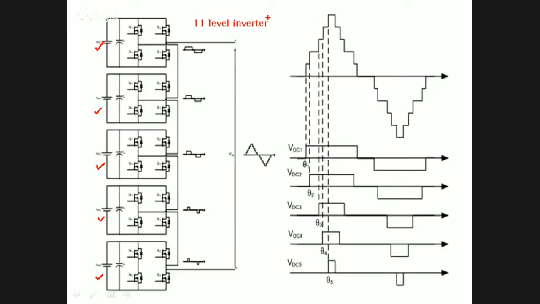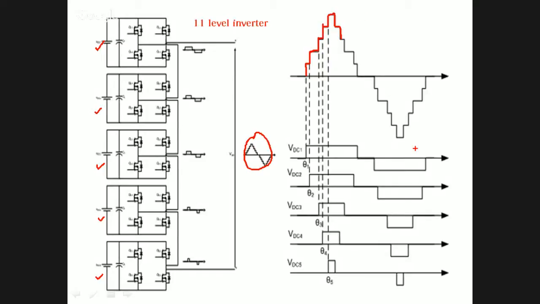So here this is an 11-level inverter, and this 5 DC is converted into an AC. You can see that the AC output which you got is in the form of steps. The first DC gives this output, and when two are cascaded, you get this output. Similarly you get a step.